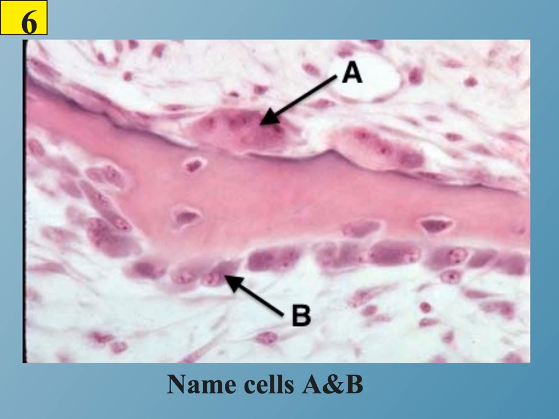Name the cells A and B. A, of course, is the osteoclast. How did you know? Because it is multinucleated, having an acidophilic cytoplasm on the surface of the bony trabeculum. B here is also on the surface of the trabeculum, but it is an oval cell with one nucleus and a basophilic cytoplasm. It is the osteoblast.